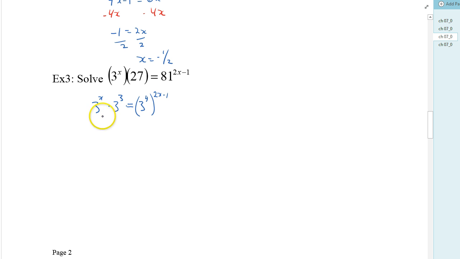So how do we combine these two? This is going to be 3 to the power of x plus 3 is going to be equal to, let's multiply those out, 3 to the power of 8x minus 4. Now we can drop this down and we'll get x plus 3 is equal to 8x minus 4. Subtracting an x from each side, I'll get 3 is equal to 7x minus 4. Add 4 to both sides, so I get 7 is equal to 7x. So x is equal to 1.